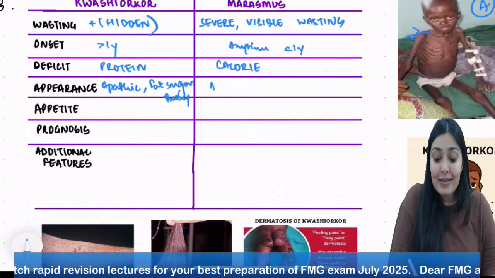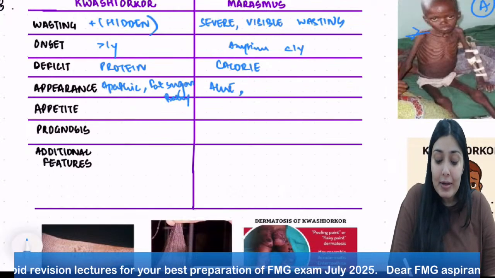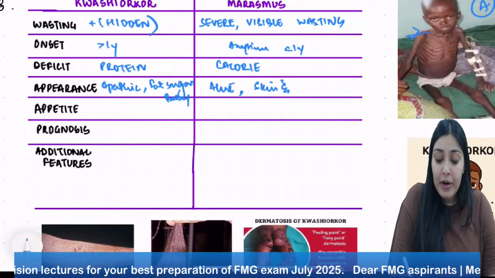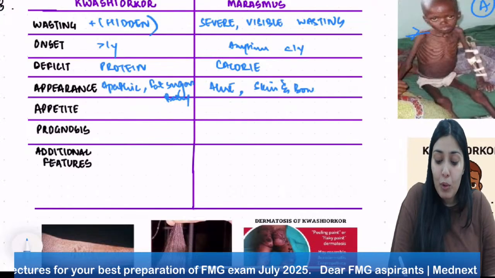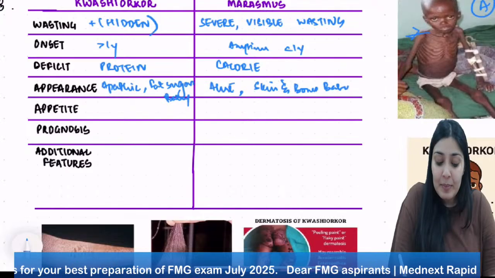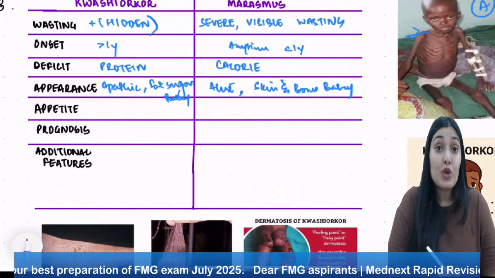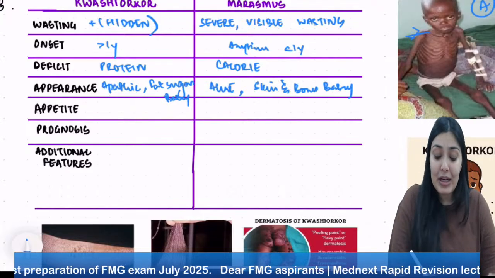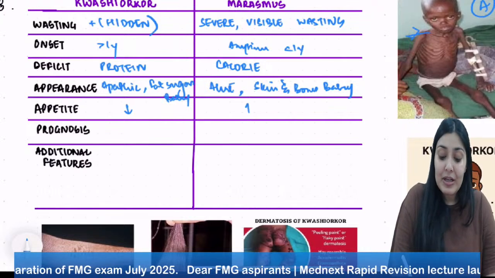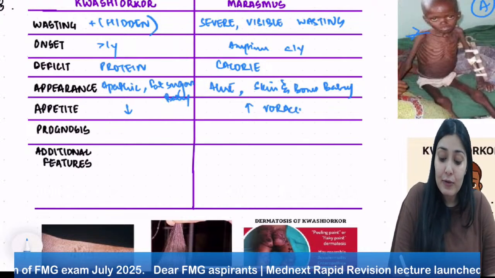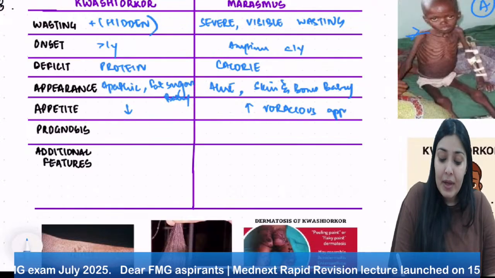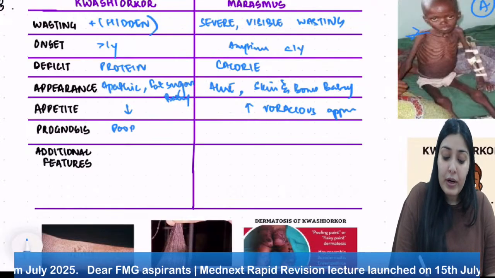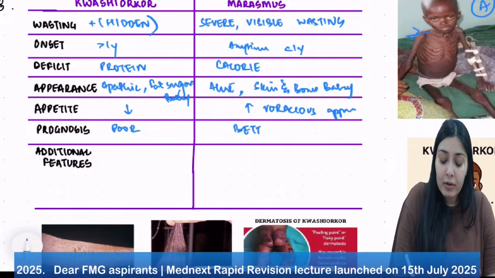On the other hand, my marasmus baby is very alert. Also, the appearance is that of a skin and bones baby. Coming to the appetite, the kwashiorkor baby is very apathetic. Appetite is very reduced. Here the appetite is increased. The child has a voracious appetite. Prognosis would be poor over here. Prognosis here would be better.